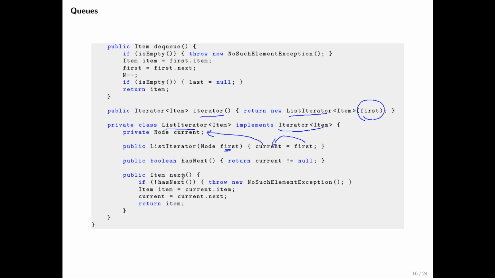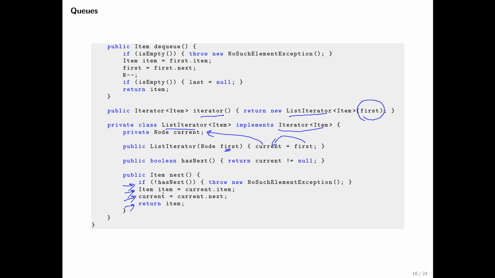And next is pretty straightforward too. We first check if there is a next. If not, we raise an exception. Otherwise, what we do is we grab the item from the current node, store it in a local variable, and then update current to be the next node, and then finally simply return the item. Okay.